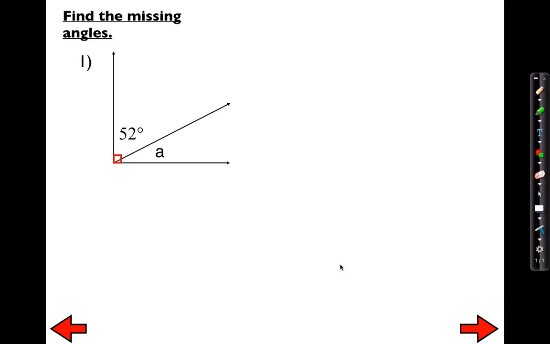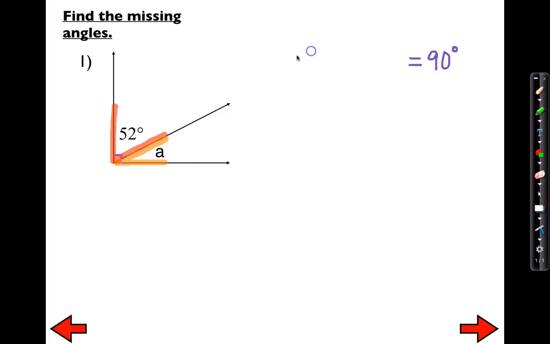It says find the missing angle. Hopefully you recognize this right here, and you know that means that this entire angle is 90 degrees. Well, this angle is composed of two different angles. It's composed of a 52-degree angle as well as the angle A. So I'm going to go ahead and set up an equation because I know since these are complementary angles that they're going to add up to 90 degrees.